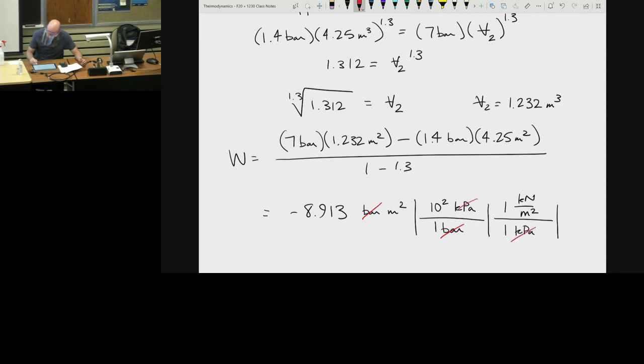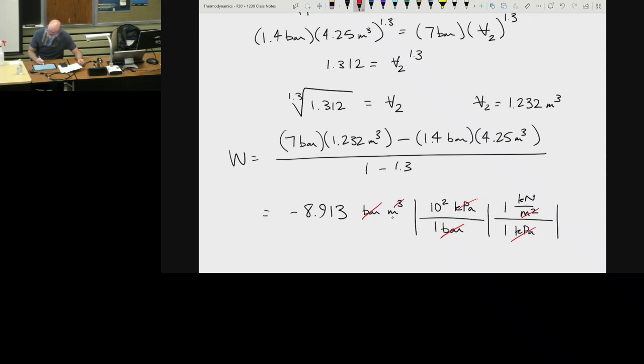And so what we're going to have here is kilopascals cancel. I messed something up, didn't I? You didn't yell at me. This should be meters cubed. Meters cubed. My units, all of a sudden, I was getting messed up here. This should be meters cubed. There we go. We fixed it.